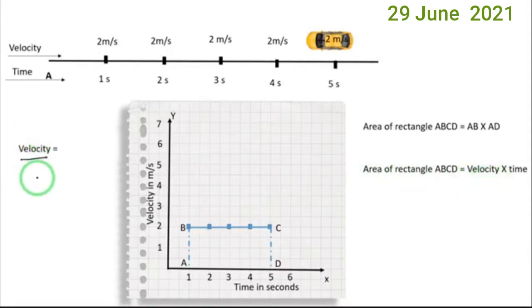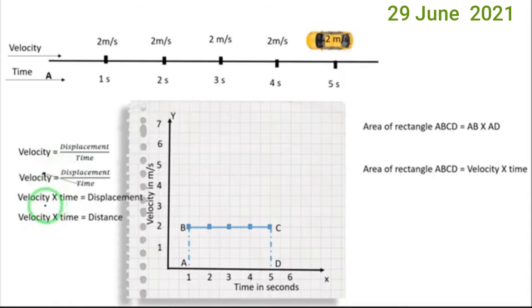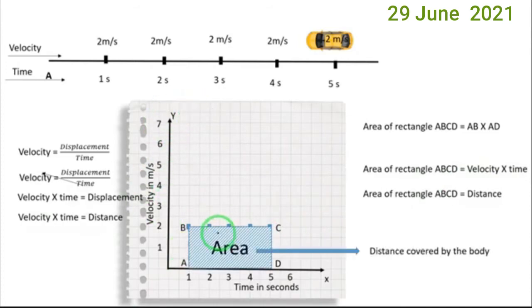And what is velocity? Velocity is equal to displacement divided by time. If you do a cross multiplication here, you will get velocity into time is equal to displacement. Here, when we are talking about straight line motion, displacement and distance will be the same, and therefore velocity into time is equal to distance. So what we have understood now is that the area below a velocity time graph represents the distance covered by the body. Please remember, the graph should be velocity versus time, and the area below the graph will give you the distance covered by the body.